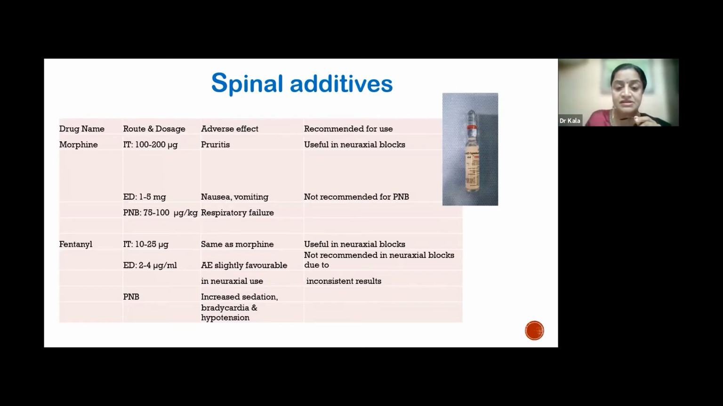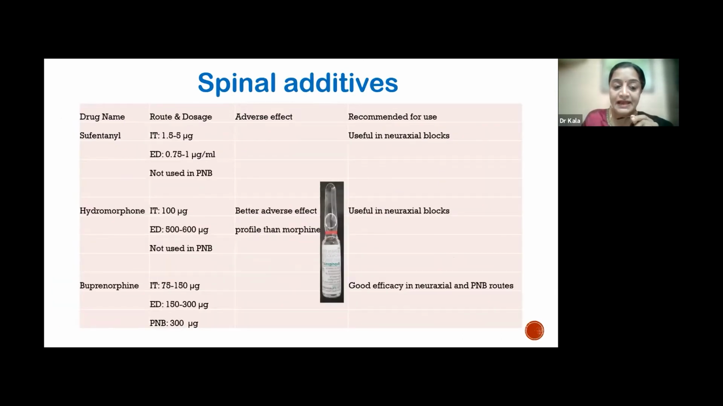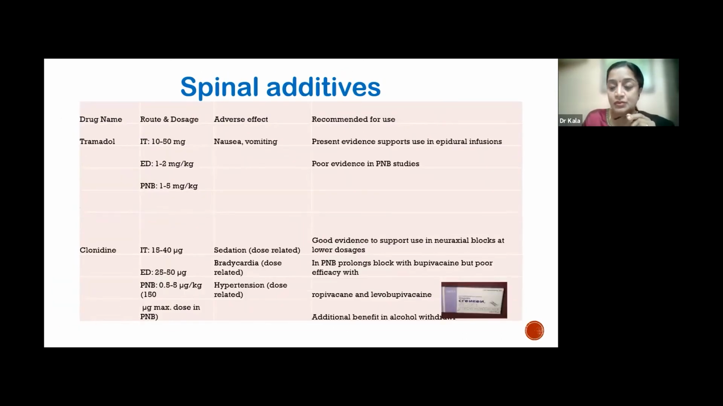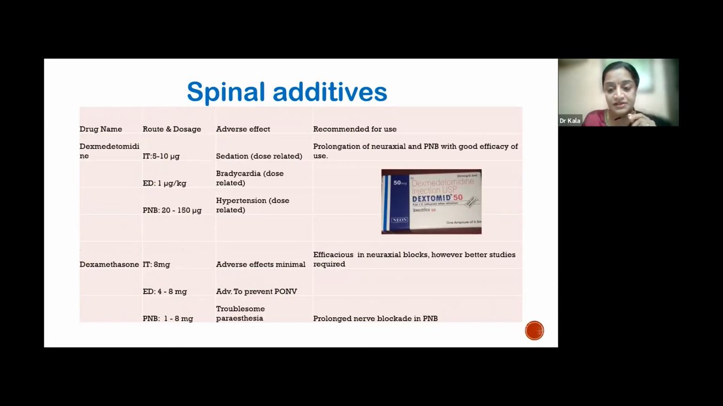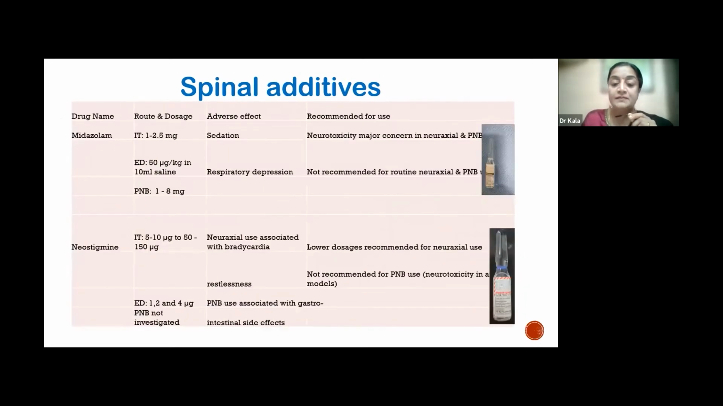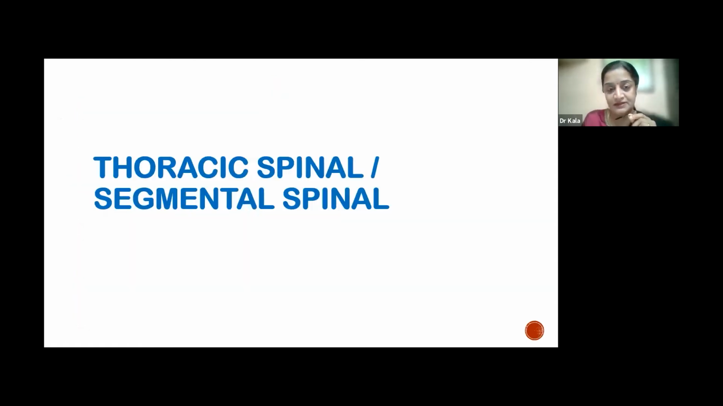I will not go into this now, but for now, the opioids like morphine, fentanyl, buprenorphine, and clonidine are the only ones which are FDA approved, though we use dexmedetomidine, and we have known people using midazolam and ketamine also intrathecally.